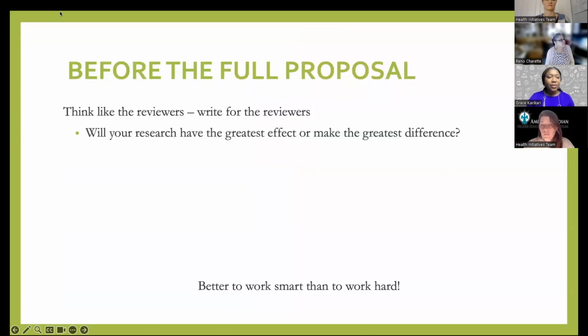So before the full proposal, think like the reviewers, write for the reviewers. The money is not yours. If you had money, you wouldn't be writing the proposal. So write the proposal according to the requirements. What do they want from you? Write that for them.